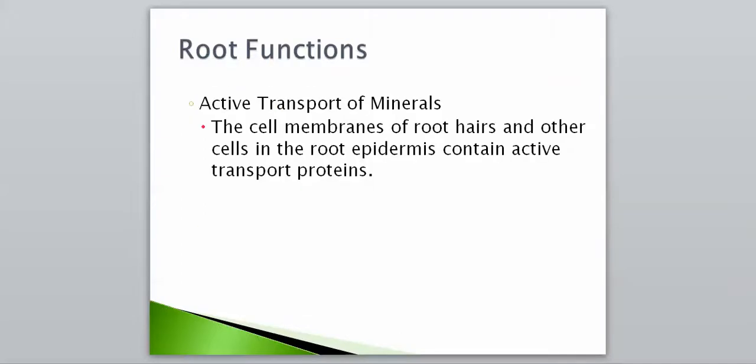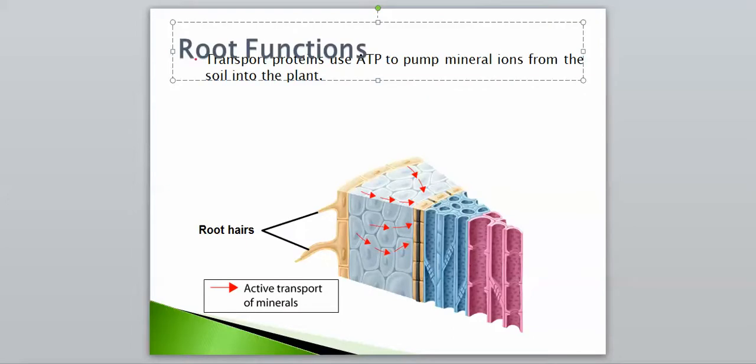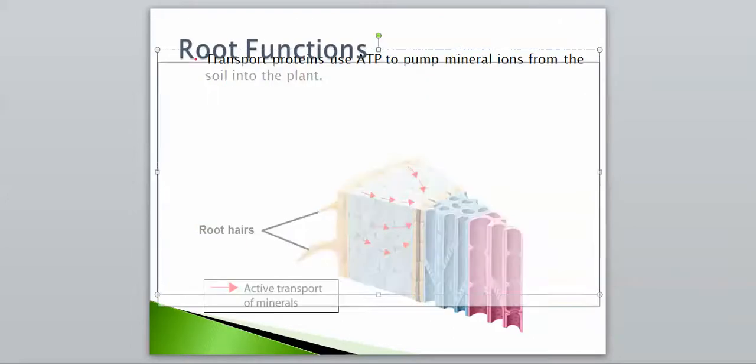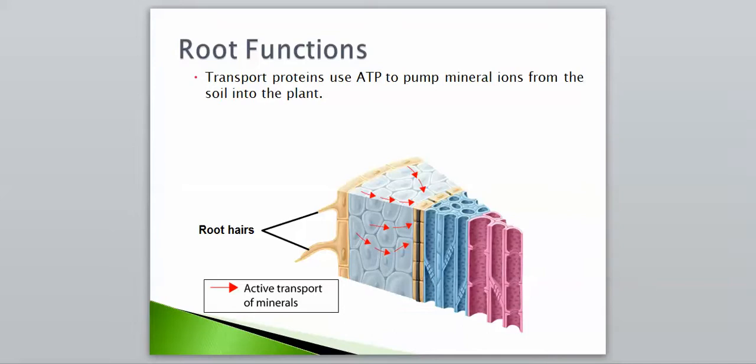Active transport of minerals. Another function of the root is to actively transport minerals into the root. The cell membrane of the root hairs and other cells in the root epidermis contain active transport proteins. Remember, active transport is where energy is required to move things from an area of low concentration to an area of high concentration. Transport proteins use ATP to pump mineral ions from the soil into the plant. So these proteins on our root hairs actively pump mineral ions from the soil into the plant.